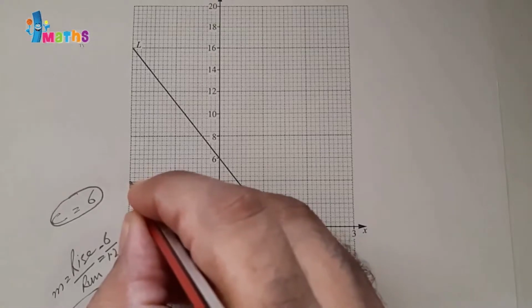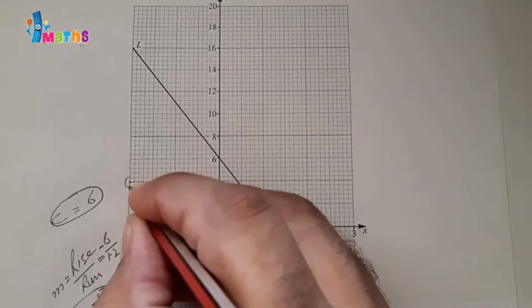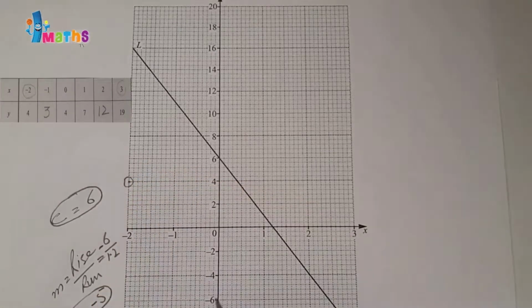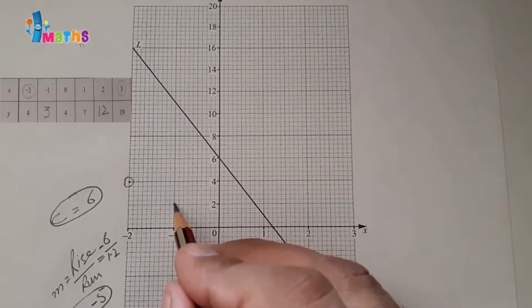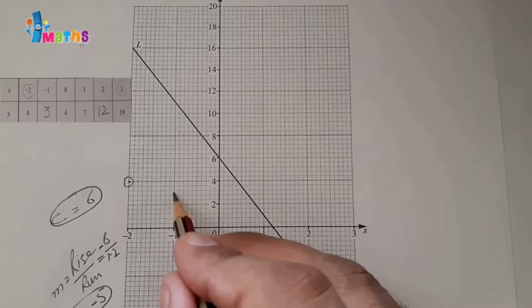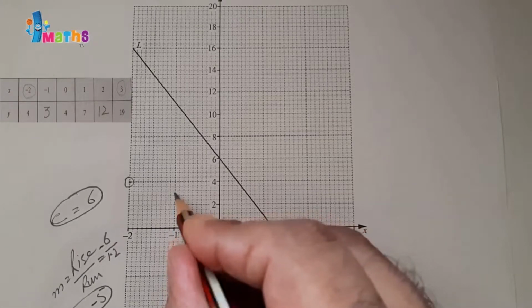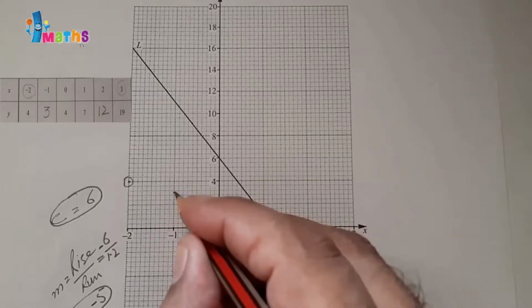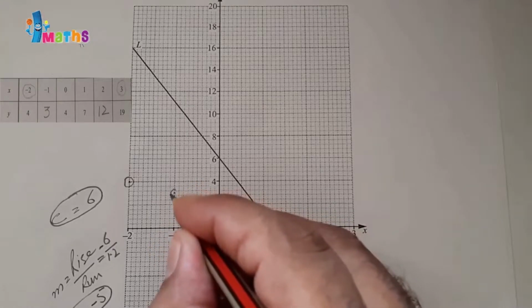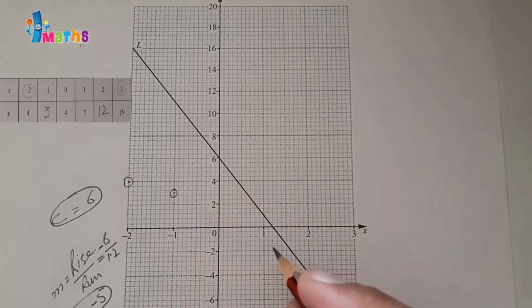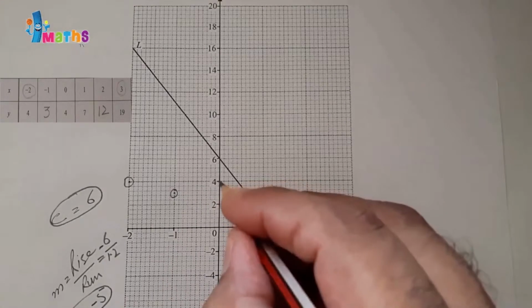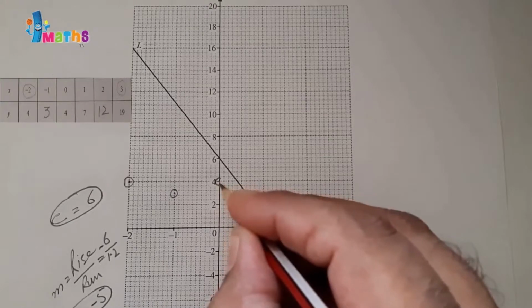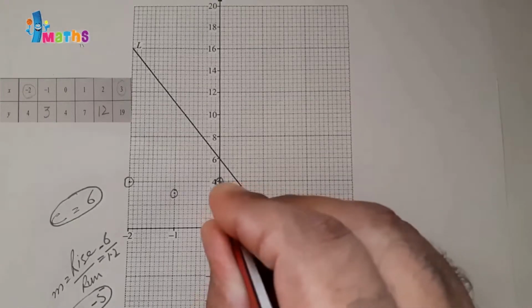We can show this point by a circle like this one. Then minus 1 and 3. Minus 1, and this is 2, and 3 will be in the middle of this one. So minus 1 and 3, we can circle this point as well. Now 0 and 4. 0 and 4 will be this point.